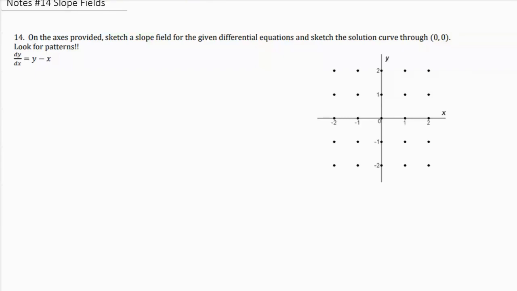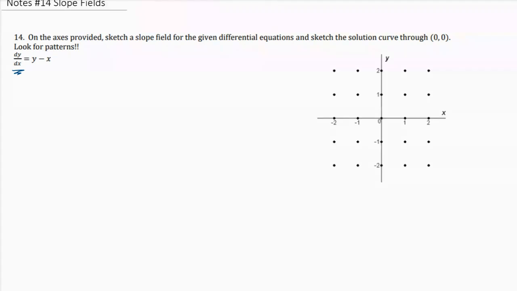So for this problem, we're going to be drawing a slope field. And what a slope field is, it is a graph that kind of gives us an idea of what the original function looks like based on the slope at certain points. So what we can do is plug in coordinate pairs and find the slope, because remember dy/dx means the slope at those coordinate pairs. And then that gives us an idea of what our original function looks like.